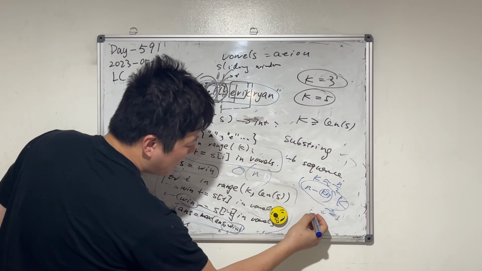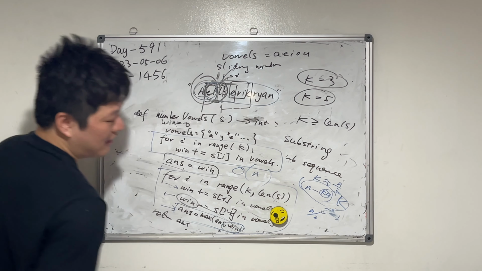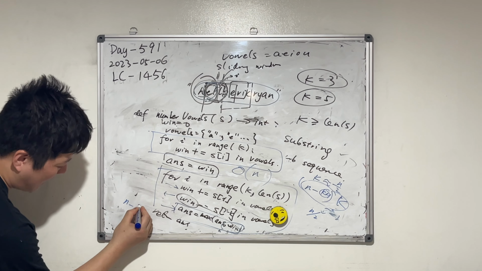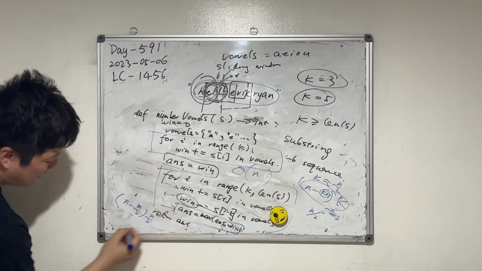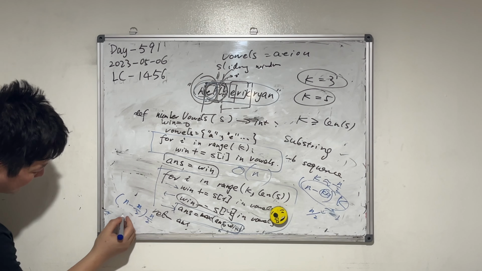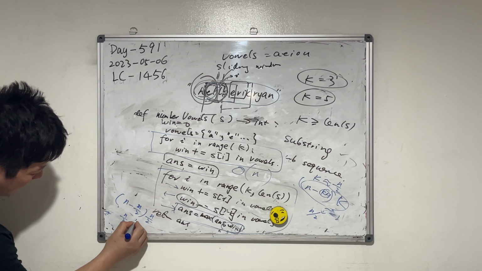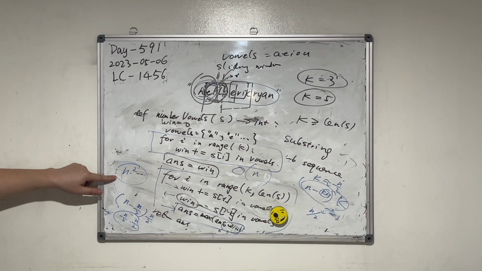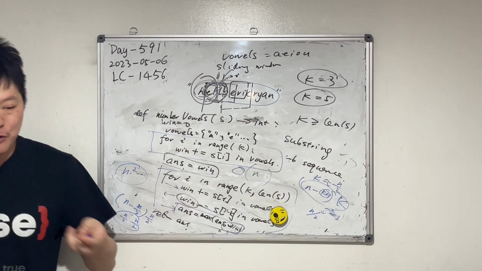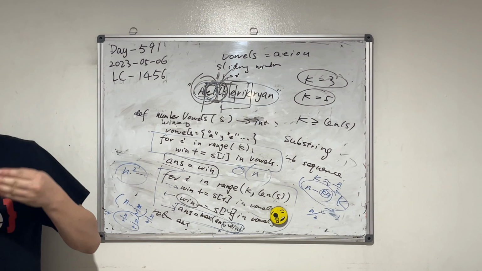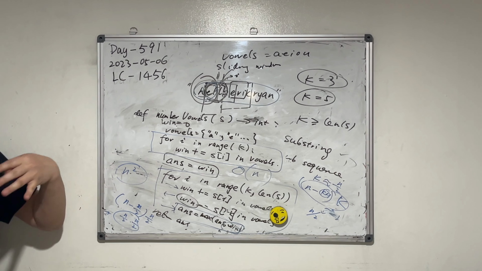But if K is half N, so it's N minus half N times half N. N minus half N is half N, times half N. So it's N squared, okay? This is slow because for each window we need to check the number of vowels in it. That takes another linear time.